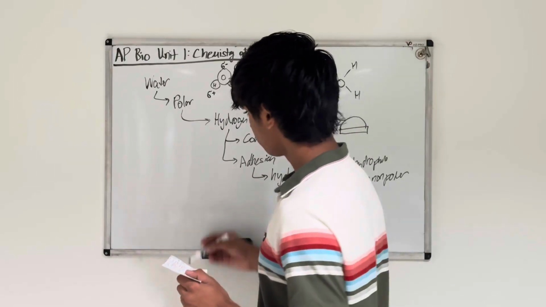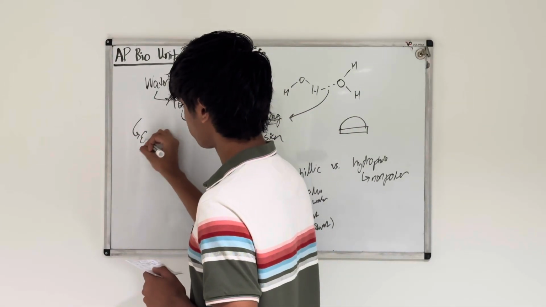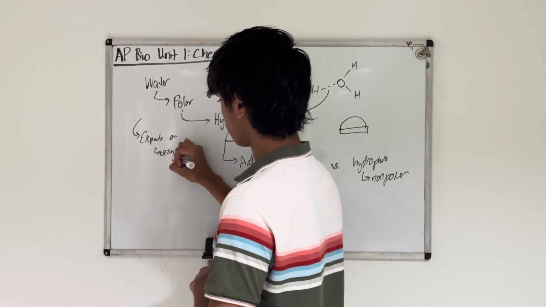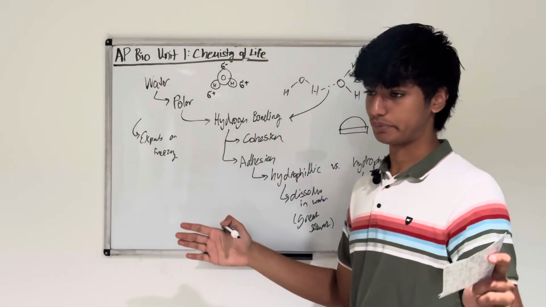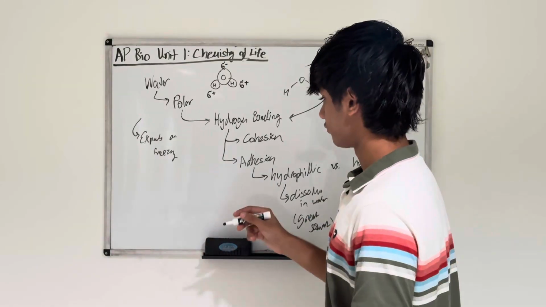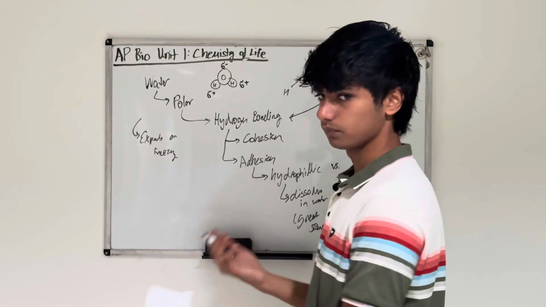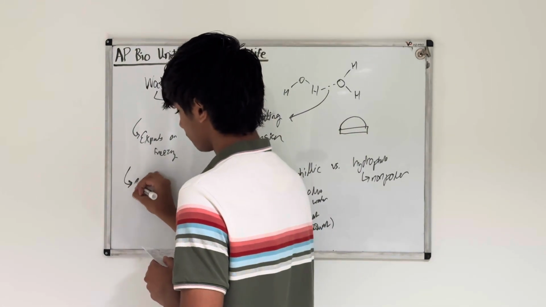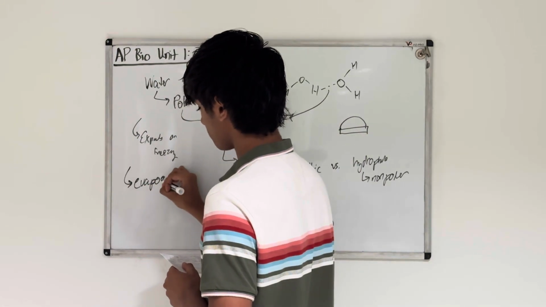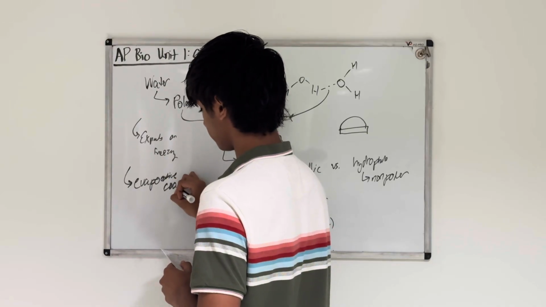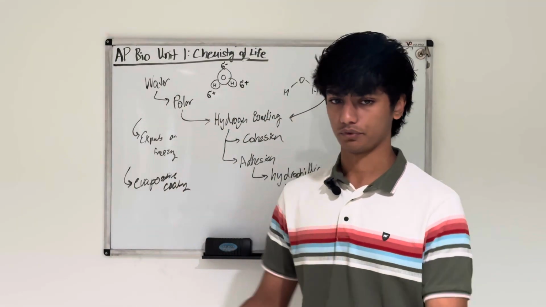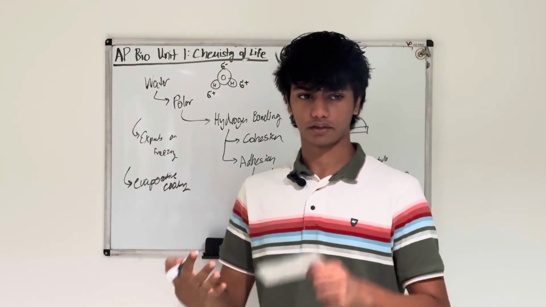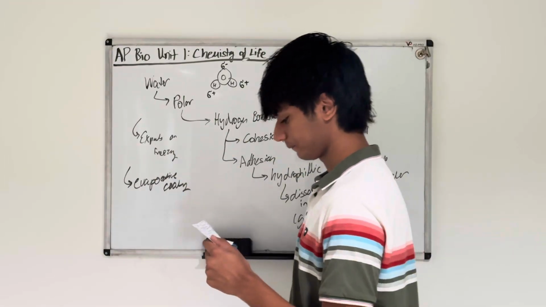Other properties of water: water expands on freezing, because the hydrogen bonds that form when water is freezing cause it to expand in volume, which makes it less dense. We also have the property of evaporative cooling, which is the property that when water evaporates, it cools whatever surface it was on. This is why we sweat. When water evaporates from our sweat, we get cooler because of evaporative cooling.